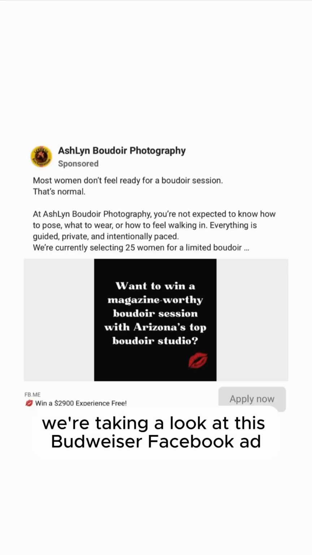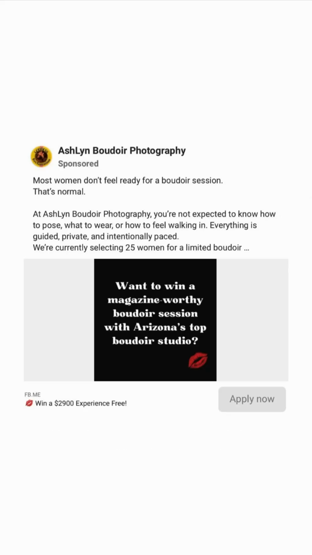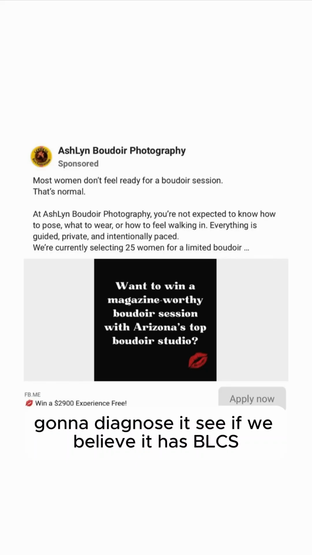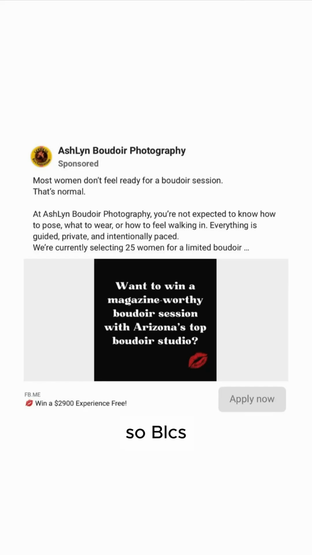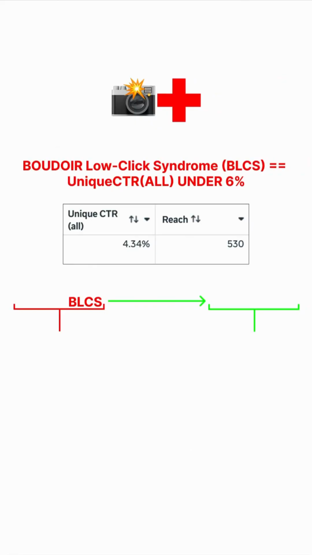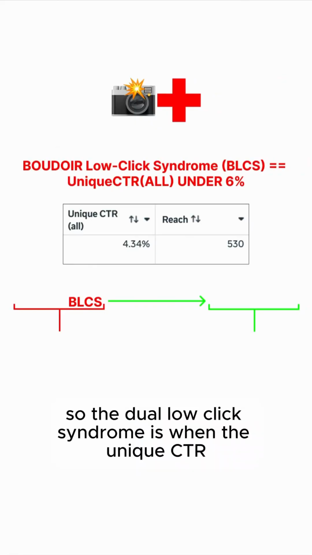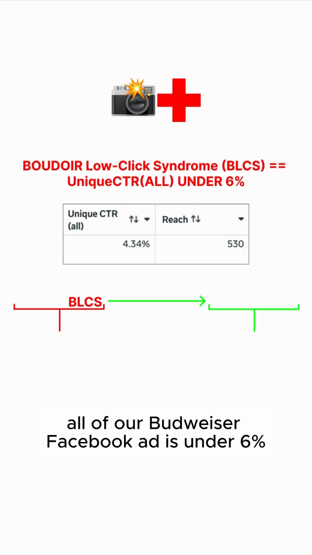All right, y'all, we're taking a look at this Boudoir Facebook ad. Going to diagnose it, see if we believe it has BLCS, aka Boudoir low click syndrome. So, Boudoir low click syndrome is when the unique CTR on our Boudoir Facebook ad is under 6%.